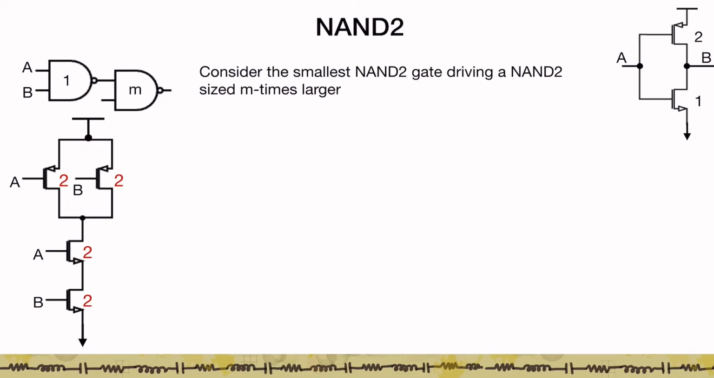Now let's talk about the impact of fan out of this NAND 2 gate. So let's consider I have the smallest NAND 2 gate, and the NAND 2 gate is going to be sized in the following fashion. The PMOS transistors are sized to 2, the NMOS transistors are also sized to 2. Again, shown here is the smallest inverter in this technology. So let's assume that we have this NAND 2 gate driving another NAND 2 gate which is sized m times larger than this gate, which means that its transistor sizing is going to be 2m, 2m, 2m and 2m.